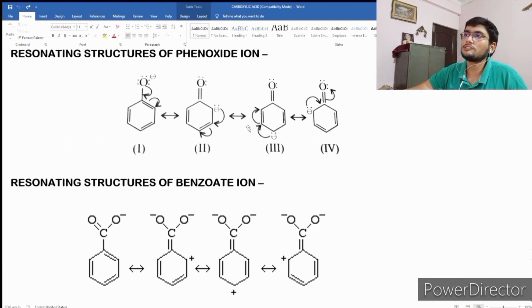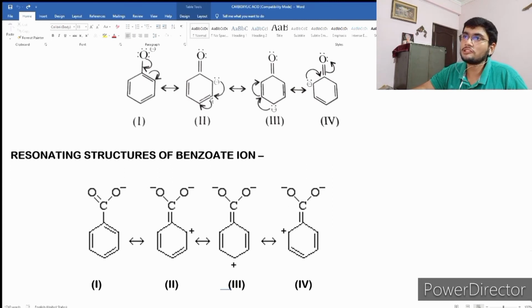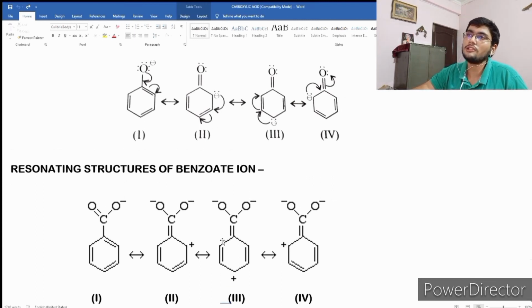So these three structures are unstable, so we can neglect these. Similarly, if we look at these three structures of the benzoate ion, you see there are two negative ions adjacent to each other, so it creates a lot of instability, so we can neglect these structures as well. So if we neglect the above three structures and the below three structures, we are left with a phenoxide ion structure and this benzoate ion structure.